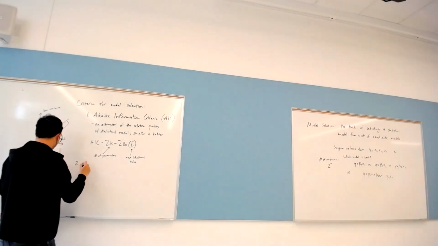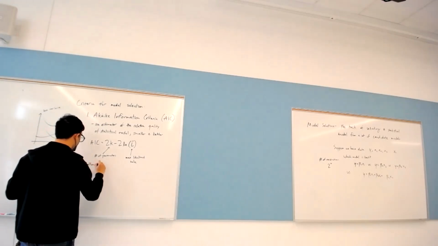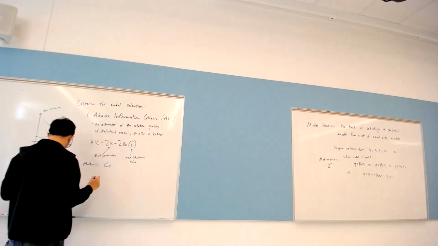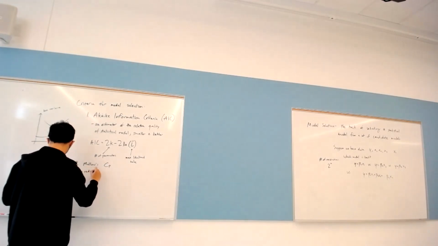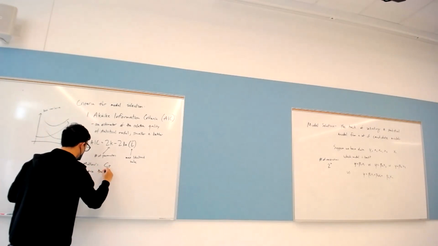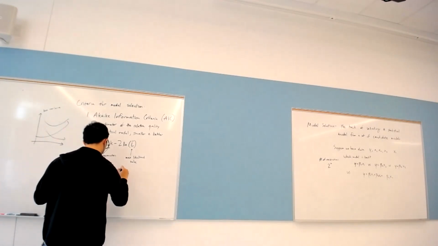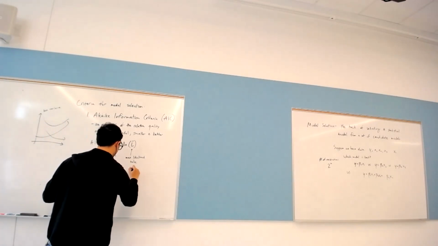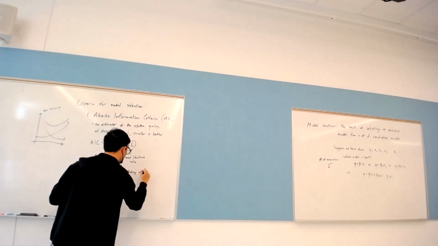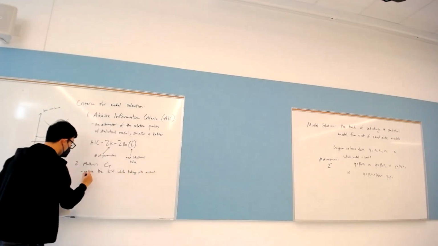Another common one is known as Mallow's Cp. This will reduce the RSS while taking into account the number of parameters.